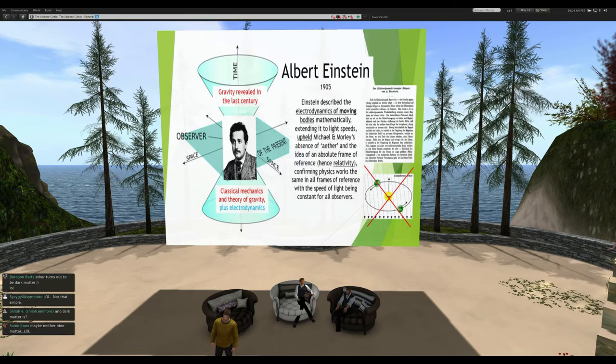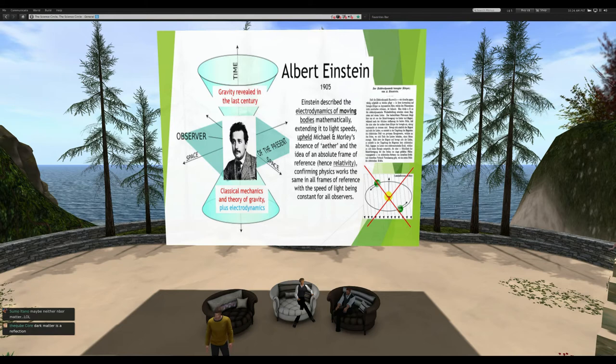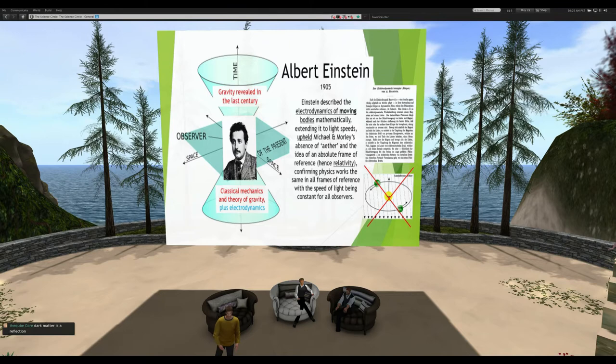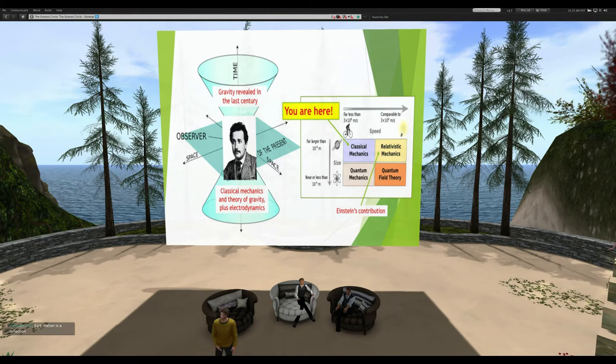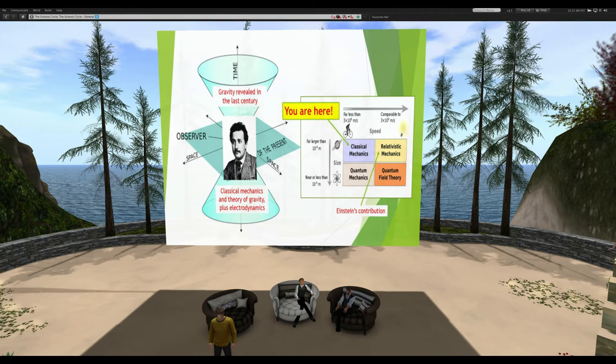And then, in other words, the idea was relativity referred to the idea that there was no privileged or absolute frame of reference. And it was very important then that it confirmed that physics works the same for all frames of reference with the speed of light being constant for all observers. So there was a lot of stuff that what was later called the special theory of relativity did to upend some of the things. By the way, there is no kind of upending. In other words, if you think about it, and this slide tells a little bit more, there was no upending of stuff.